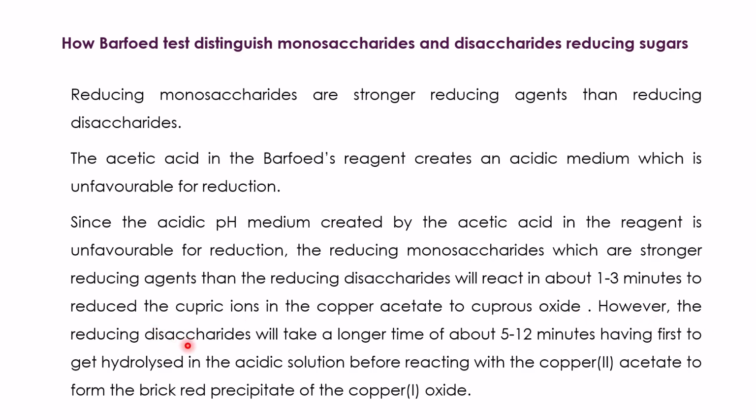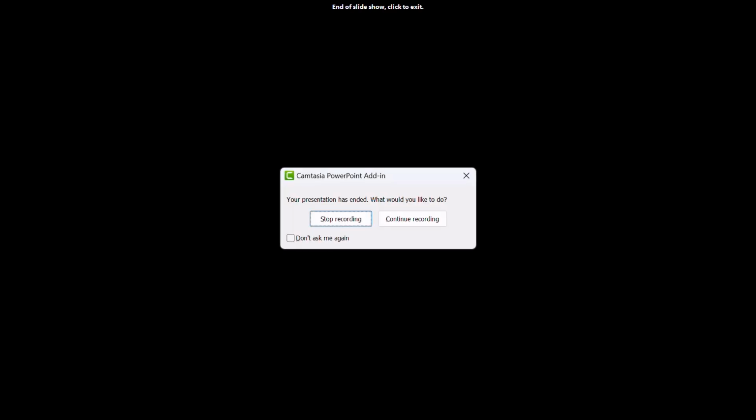However, the reducing disaccharide will take a longer time of about 5 to 12 minutes, having first to get hydrolyzed in the acidic solution before reacting with the cupric ion in the copper acetate to form a brick red precipitate of copper(I) oxide. So this is how the Barfoed test is used to distinguish monosaccharide reducing sugars from disaccharide reducing sugars. Thank you.